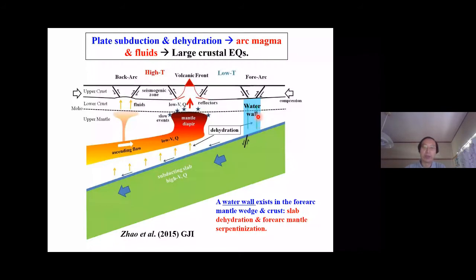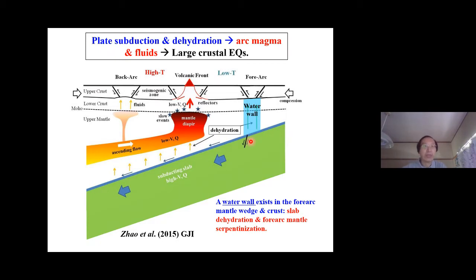Beneath the forearc region, the temperature is lower, so the magma and the volcanoes cannot be produced, but the fluids from slab dehydration can go directly to the upper crust. So when the fluids enter the active faults, large earthquakes can be triggered.